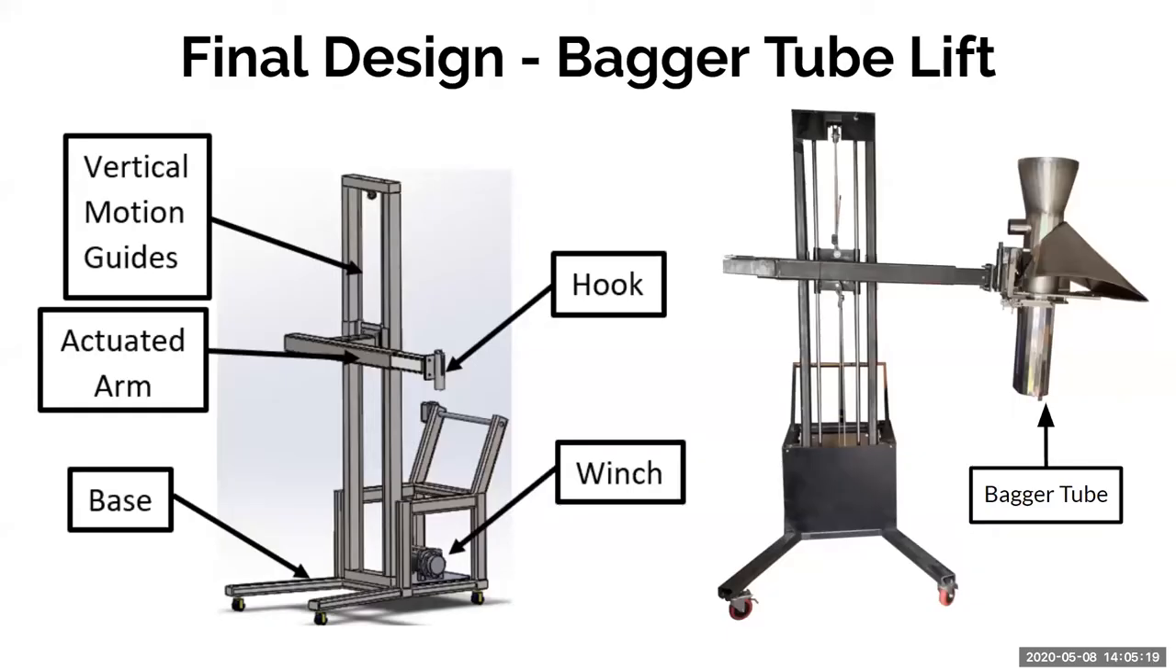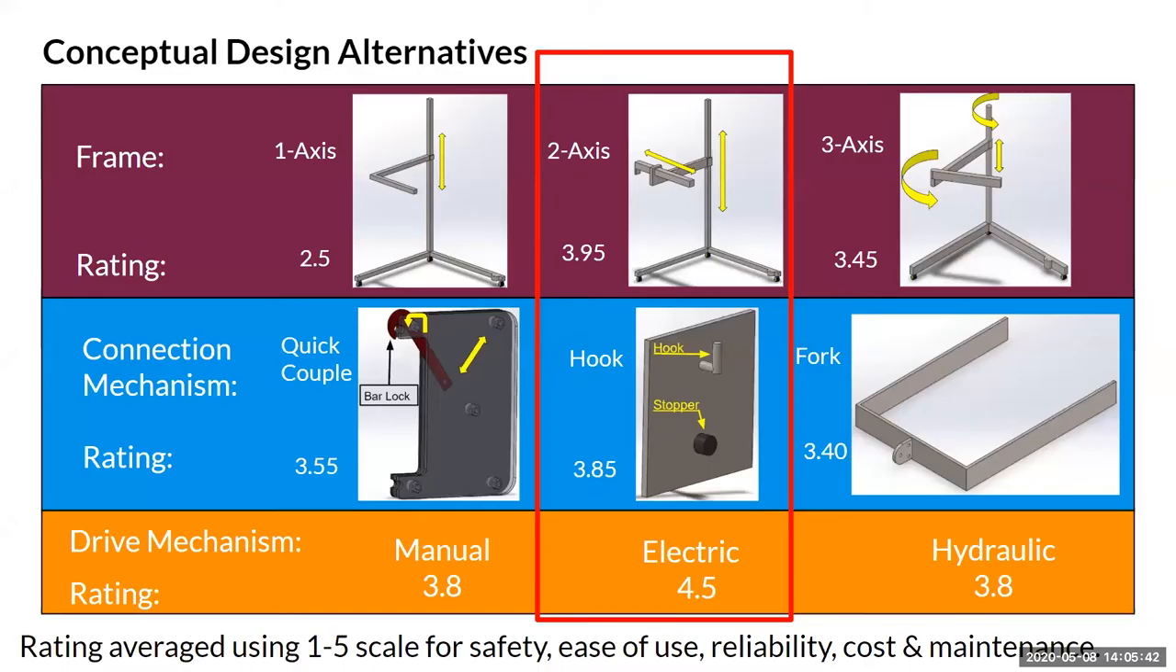This is our final design of the bagger tube lift. It stands 91 inches tall with a 40 by 28 inch base. And it contains an actuator, dual drum winch, and a 12 volt battery. On the left is our rendering with the main component callouts, and the components will be reviewed in detail in the upcoming slides. On the right is our final prototype with the bagger tube attached.